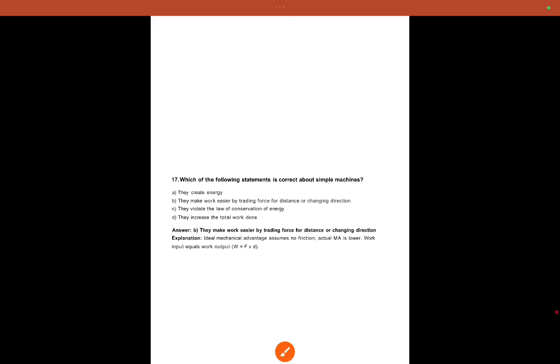Question number 17. Okay, I will go quickly, don't worry. Which of the following statements is correct about simple machines? They create energy? They violate the law of conservation? They increase the total energy? So here, they make work easier by trading force for distance or changing direction. Simple machines are used to change the direction and the magnitude of force. So your answer is B.